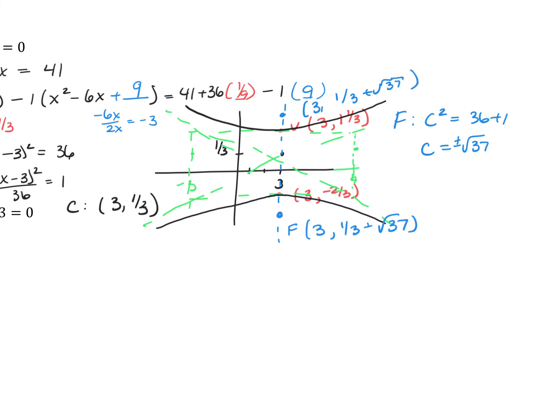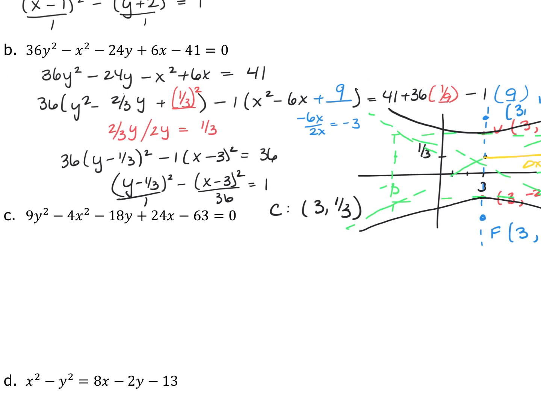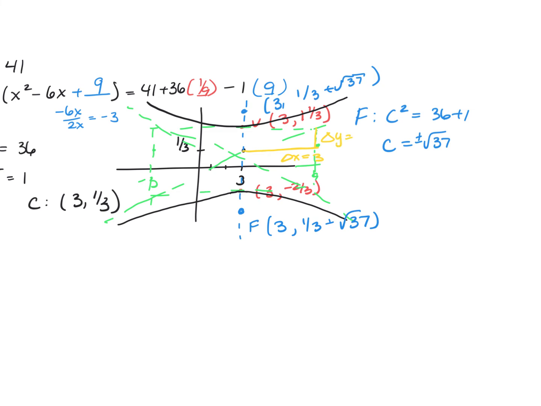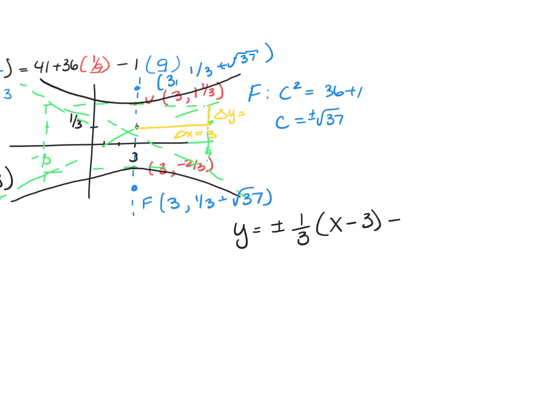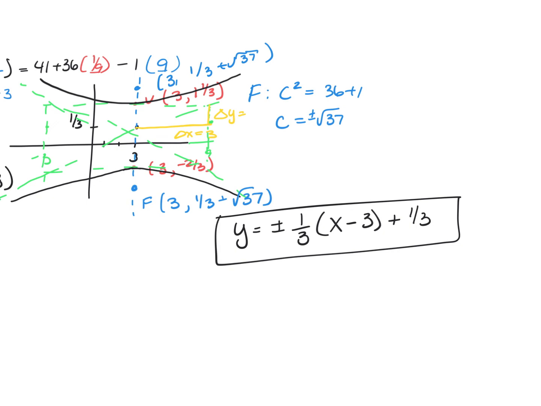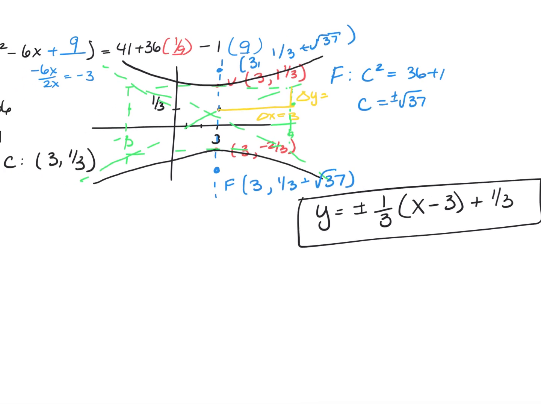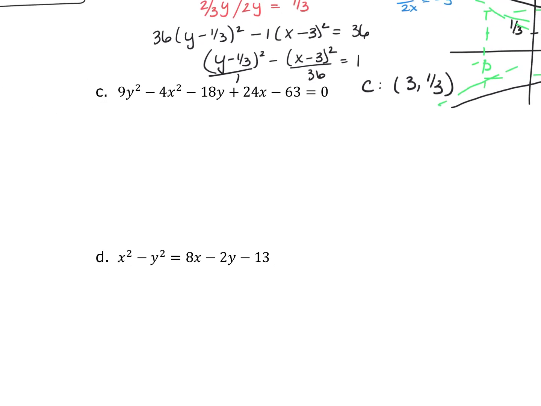Now all I have to do is find my asymptotes. So here's my delta x. It is equal to 3. My delta y, if we come back over here, my delta y was 1. So my y is equal to plus and minus 1 divided by 3, (x minus my h part of my center), plus whatever my k part happens to be, 1/3, and there are my asymptotes. And I'm totally fine if you leave it like that for me, because that is the asymptotes. Let's take a look at C and D here.